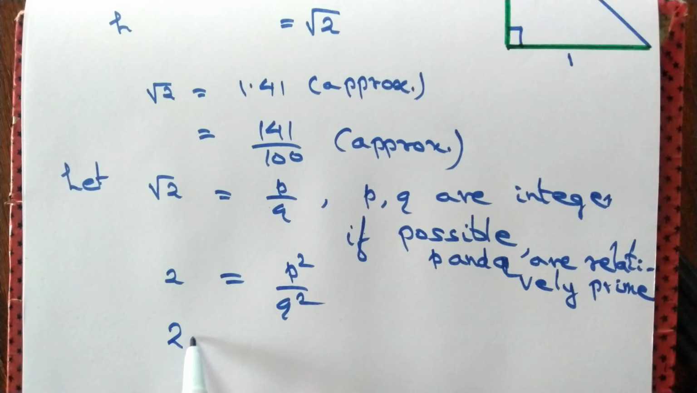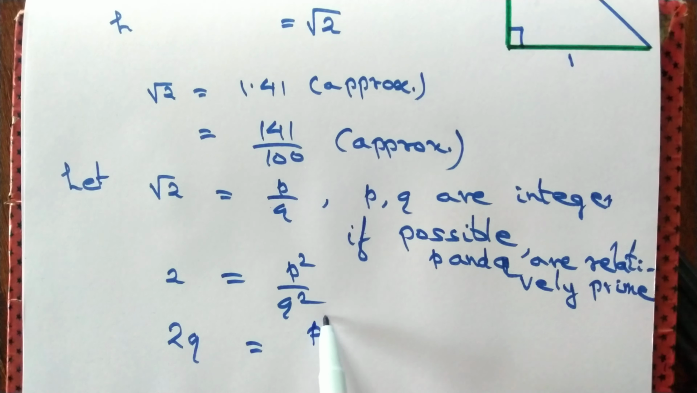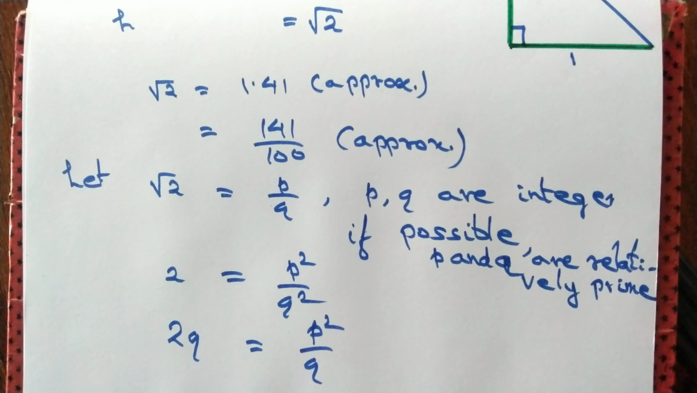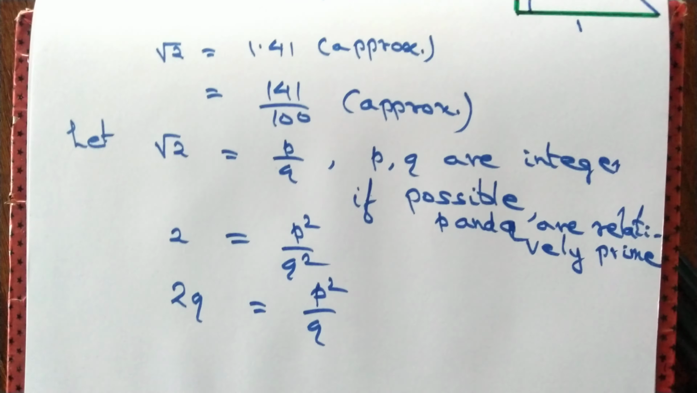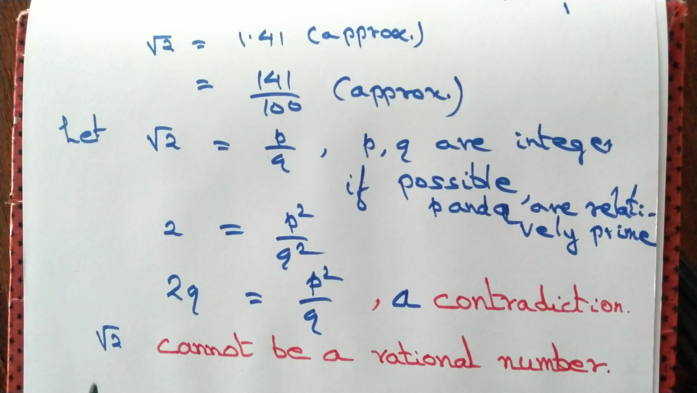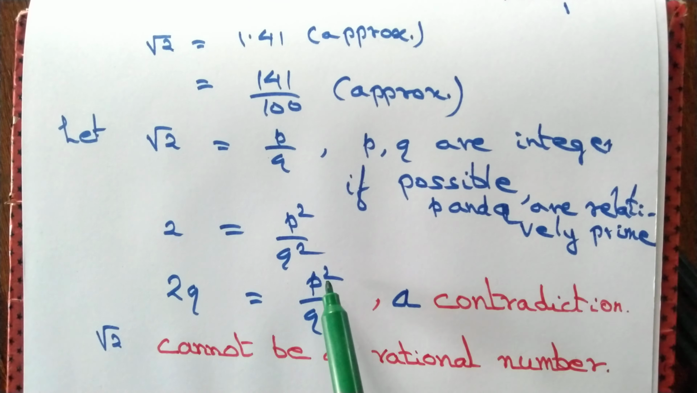If we multiply both sides by q, then we find that 2q equal to p square by q. Now you see that 2q is an integer, whereas p square by q cannot be an integer as p and q are relatively prime. So they get a contradiction, and they say that there exist numbers that are different from the fractions like 1/2, 3/4. So root 2 cannot be a rational number, because 2q is an integer, whereas p square by q is a fraction and not an integer.